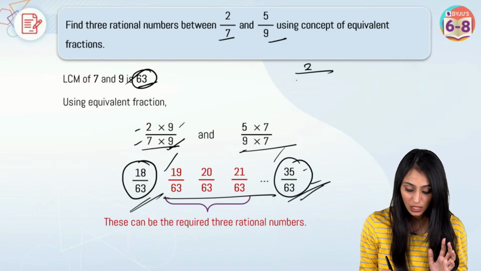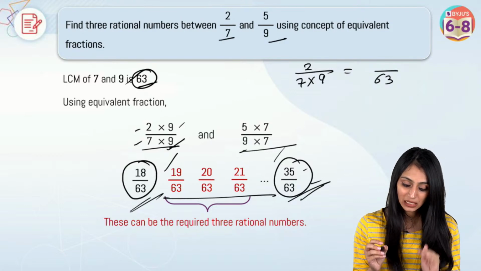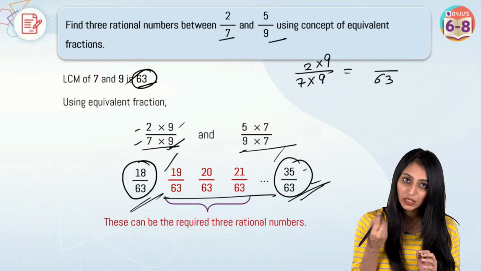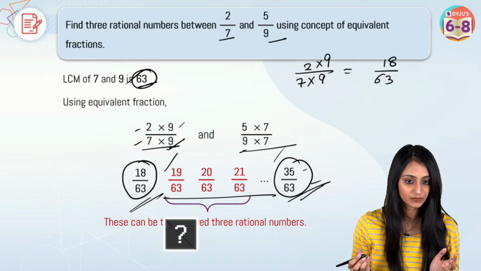So what is the equivalent fraction I'm talking about? To make the denominator 63, I'll have to multiply this by 9. Since I'm multiplying this by 9, I'll have to multiply the numerator also by 9, right? Then we get 18 by 63. Thank you, Aradhya.